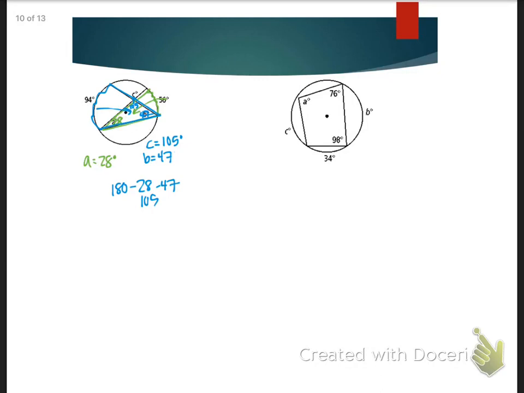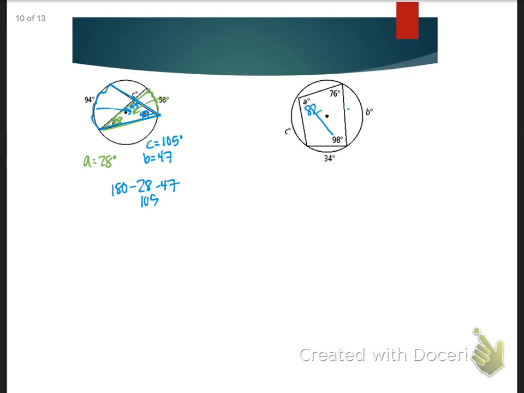Okay, this one, you have to remember four-sided figures are supplementary. So I can find A because the opposite angles are supplementary. So 180 minus 98. A is going to be 82.